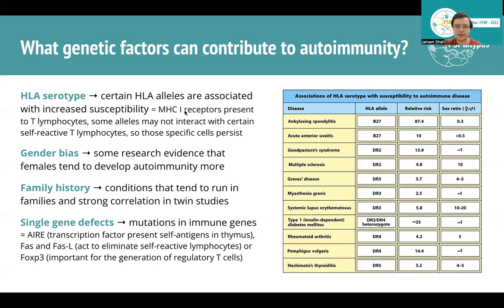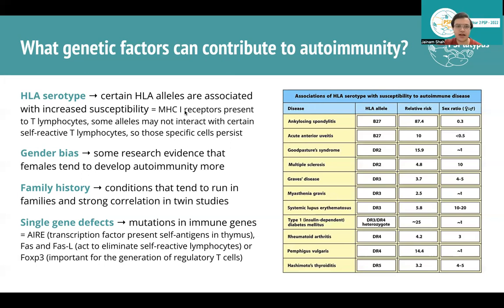Again, the reasoning behind that is a bit uncertain. Family history is also potentially contributive. So you can have some conditions that run in the family, and there have been strong correlations in twin studies. Something like type 2 diabetes could be an example. Single gene defects as well could be a potential reason why you end up with messed up immune genes.